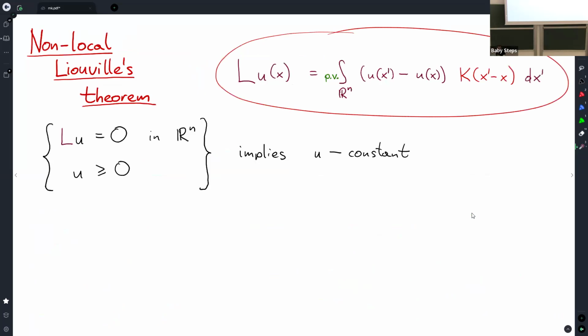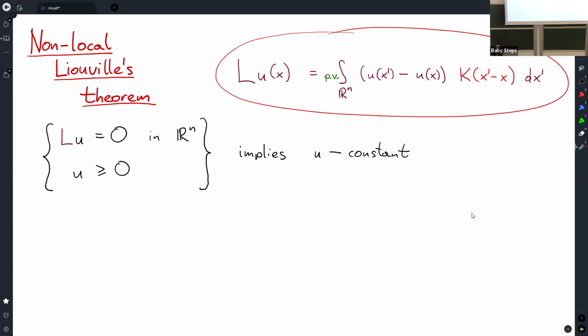Now, a natural question arises whether there's a variant of Liouville's theorem for non-local operators. So instead of assuming that your function is harmonic, you assume that it is L-harmonic with respect to our non-local operator L. As you remember, L is assumed to be a kind of elliptic non-local operator, and it's a natural guess that Liouville's theorem is also satisfied in this context.